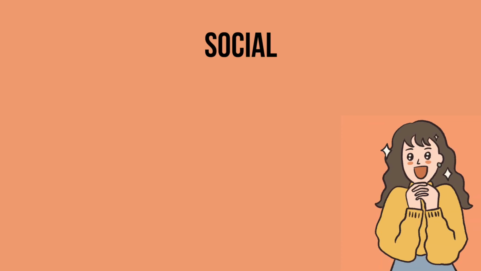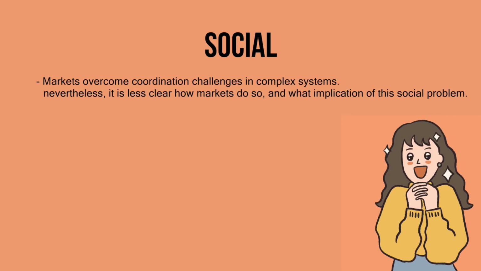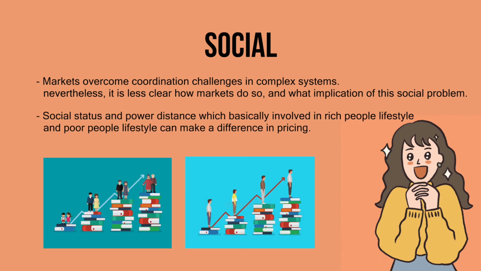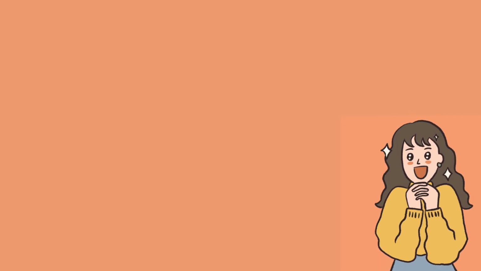Social factor is important as well as other factors. Social problem, which is commonly acknowledged that markets overcome coordination challenges in complex systems. Nevertheless, it is less clear how markets do so, and what the implication of this social problem is. Price in products should be affected because of logistic issues. In addition, social status and power distance, which basically involve rich people's lifestyle and poor people's lifestyle, can make a difference in pricing. Lastly is technology.